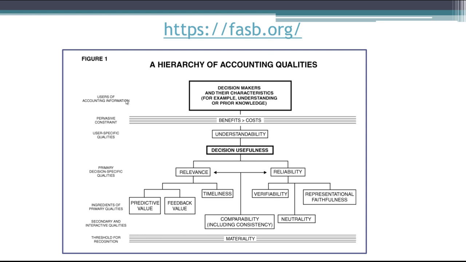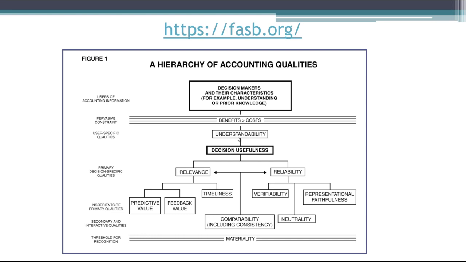But the idea is the users of accounting information are going to be a variety of internal and external parties, all of that. Now, we talk about a pervasive constraint. This is known as the cost-benefit analysis. So the idea here is that the cost of generating the information should be less than the benefits that the additional accuracy of the information will provide. So we'll talk more about that later. It really closely relates to materiality on the bottom side here.